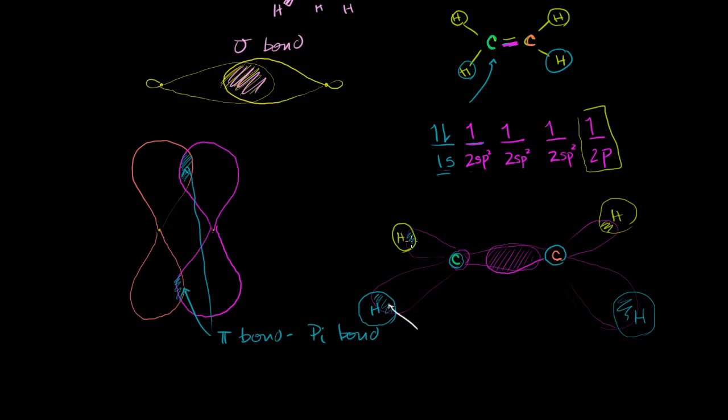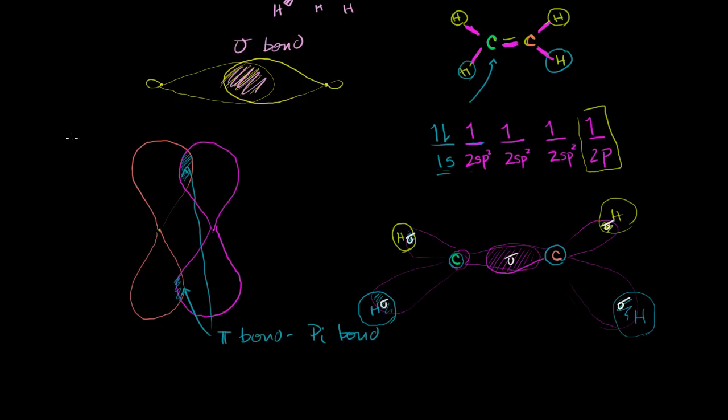So I could just put sigma bond there, sigma bond there, sigma bond there, sigma, sigma. So far I have drawn this bond, this bond, this bond, this bond, and this bond. All of those are sigma bonds. So what happens to this last p orbital for each of these guys?